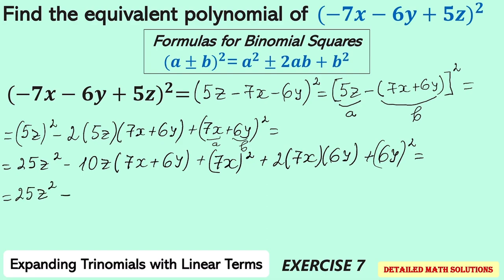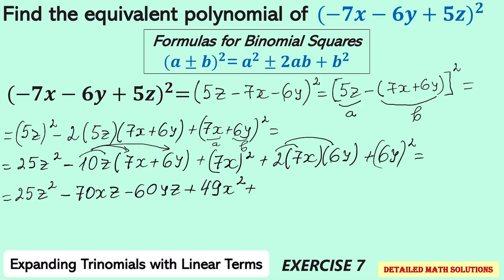25z squared minus, I need to open parentheses and multiply 10z with 7x and then with 6y with a negative sign. So I get negative 70xz minus 60yz plus 49x squared plus, I have 2 times 7, 14 multiplied by 6 is 84xy plus 36y squared.